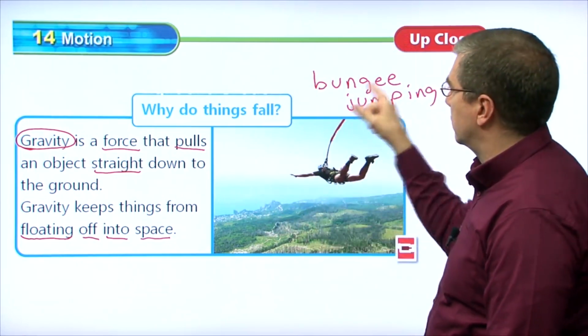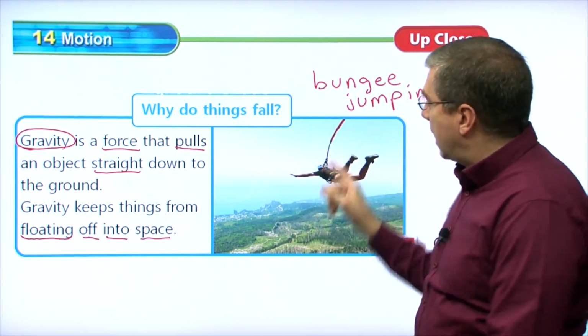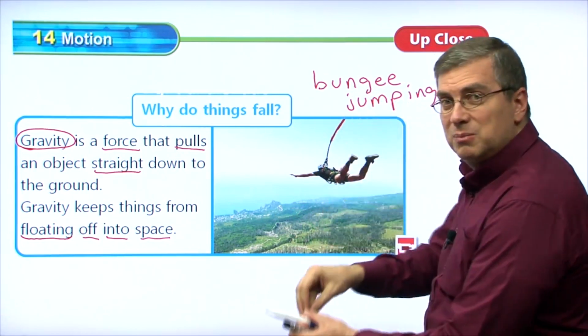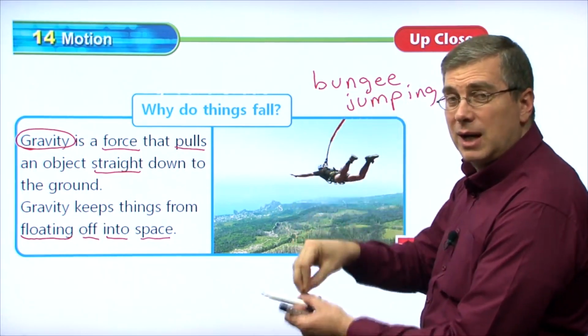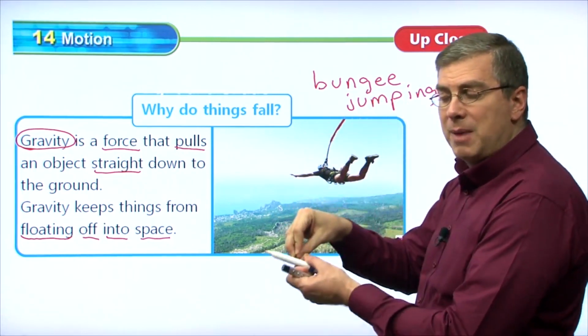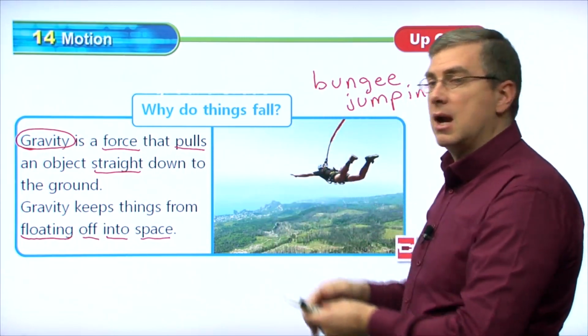So there's two forces with bungee jumping. One is gravity, and one is the force that's being made by like a big rubber band, right? That rubber band stretches out. It wants to come back, so it'll pull you back up into the air.